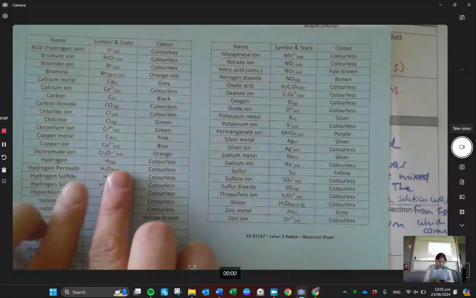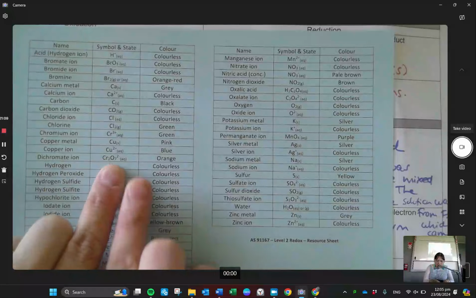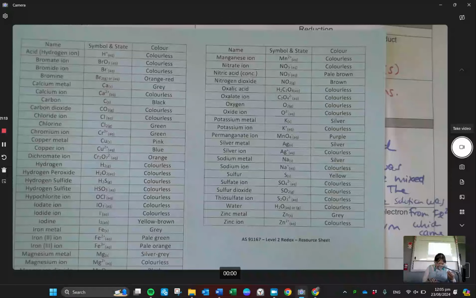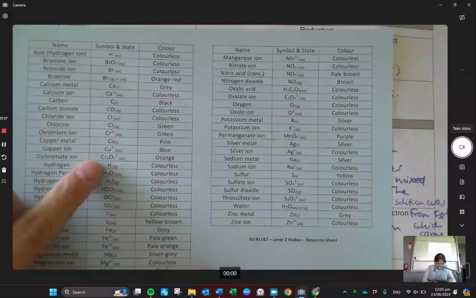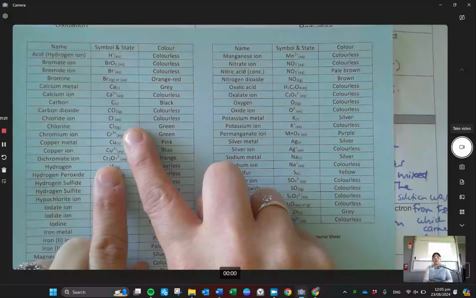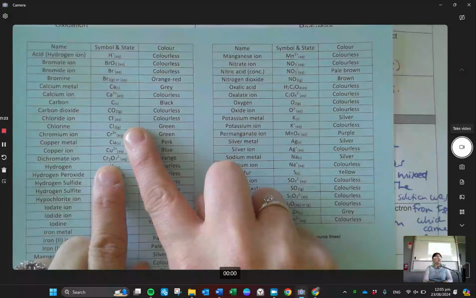For example, dichromate here and the chromium ion, where'd you go? Cr. Help me find Cr, guys. Cr, there. So you see these two right here? A lot of people get this the wrong way around when it comes to the redox reaction, because you need to actually understand oxidation numbers in order to do that one correctly.